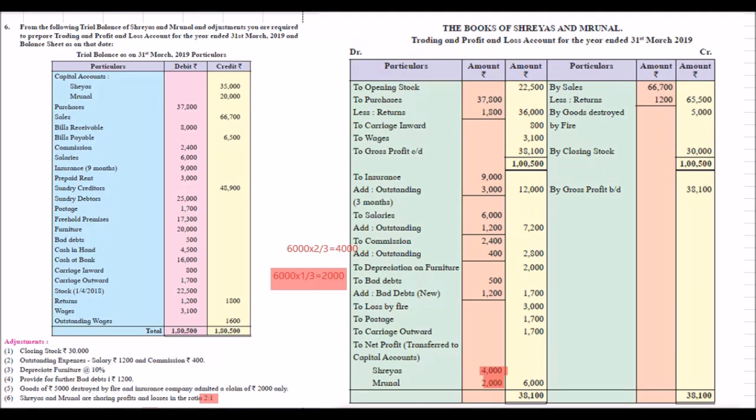This amount will transfer to the capital account in the balance sheet. So this 38,100 rupees is the total amount of the P&L account, and the gross profit is 1 lakh 500 rupees. This net profit amount will transfer to the balance sheet. We'll calculate the balance sheet later on. So we have completed the trading account and the profit and loss account.